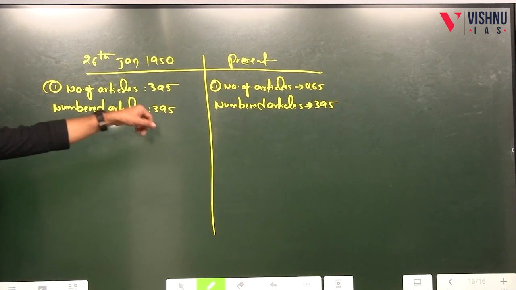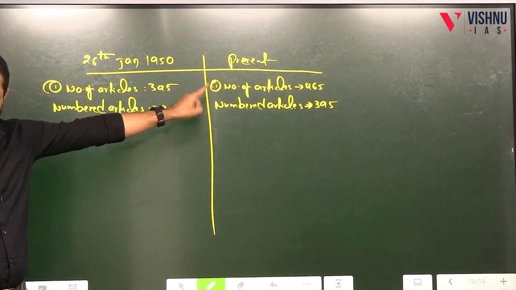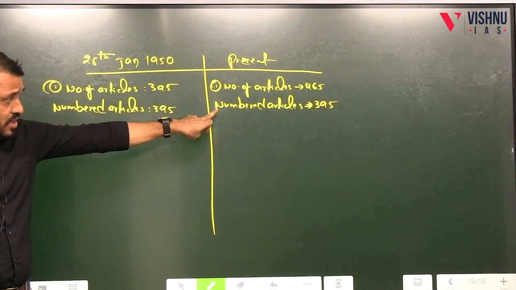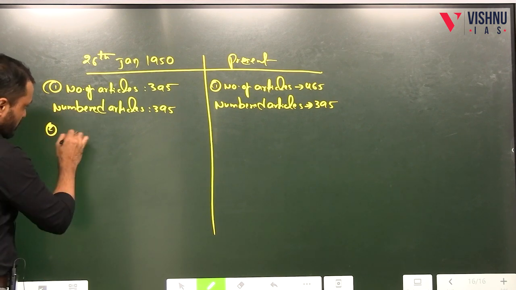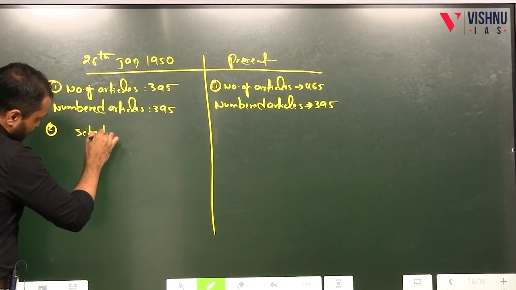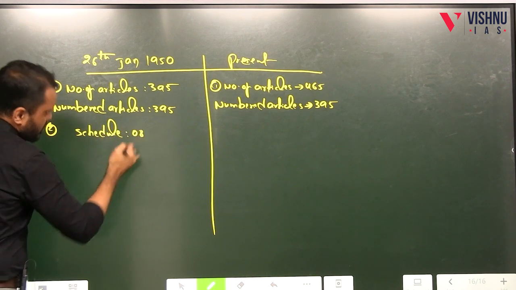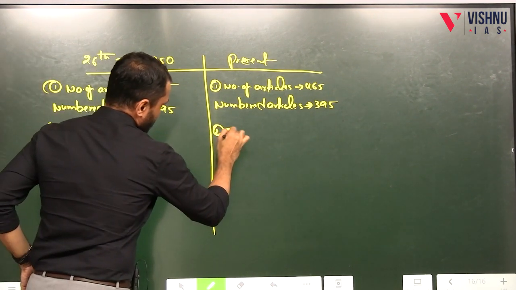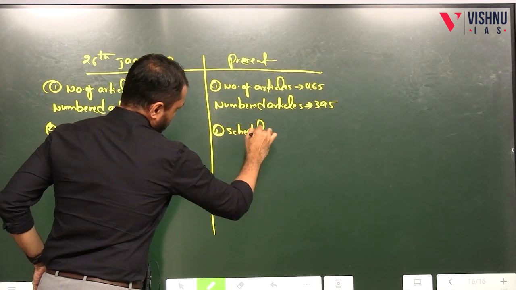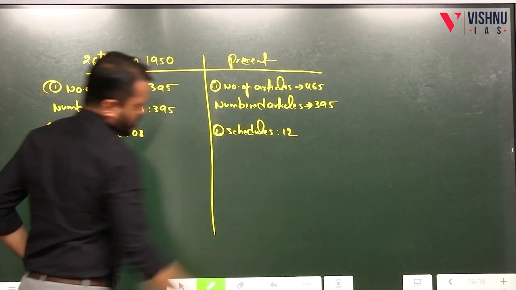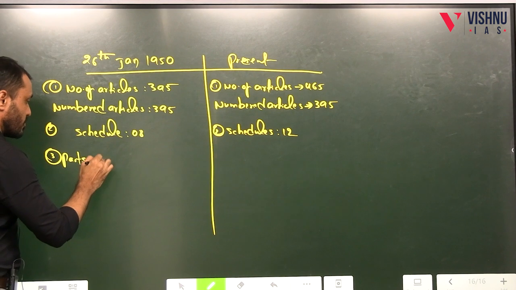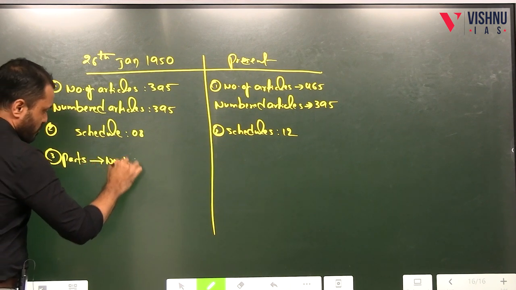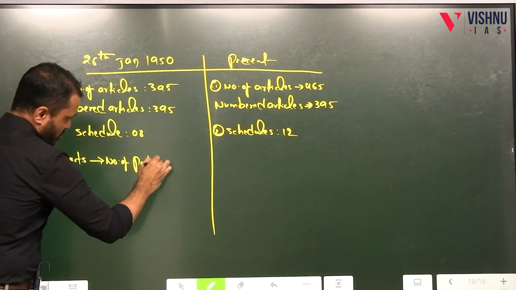When you are counting the number of articles, if you count like that, it will go beyond 450. But different numbers, how many different numbers will you see? 395 only. At that time, the number of schedules was 8. Now the number of schedules is 12. And parts at that time: the number of parts was 22.